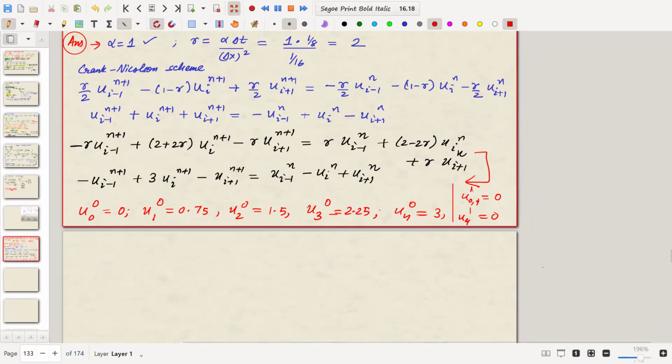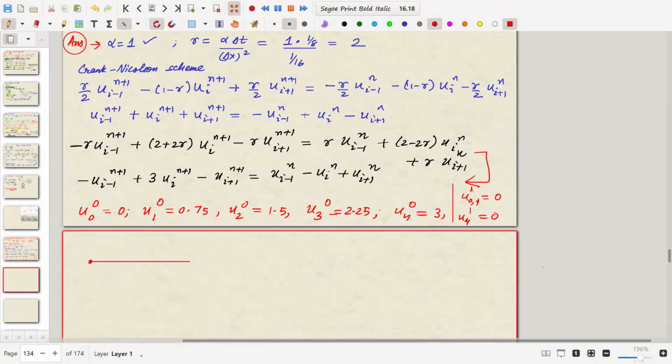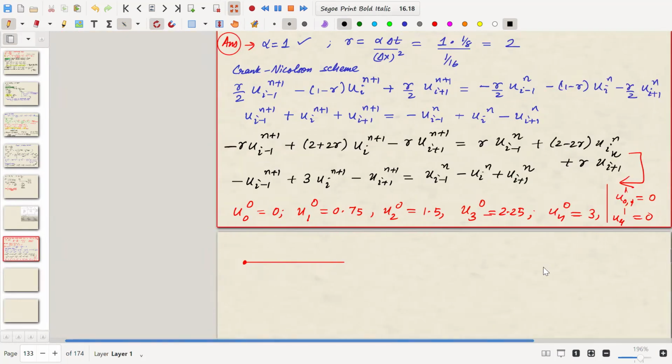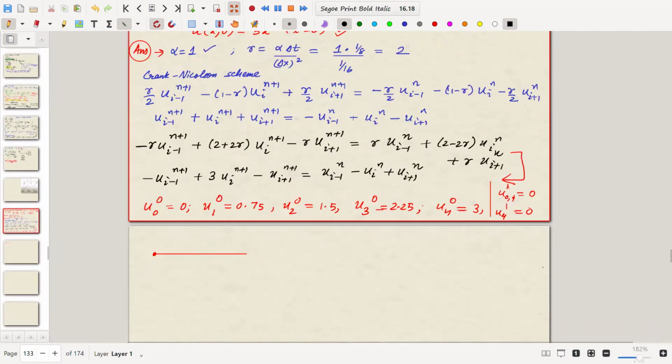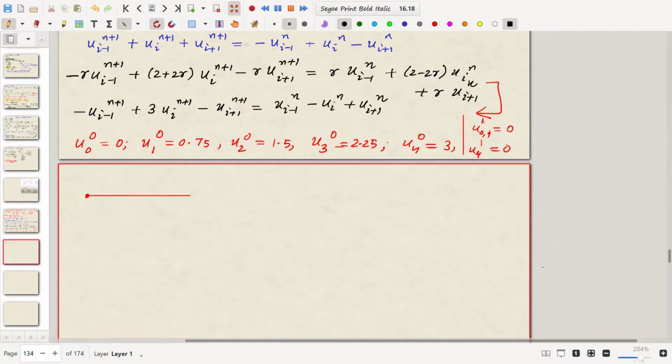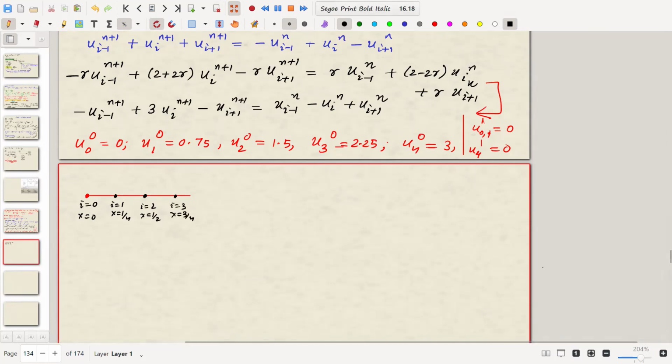Can you check it? Is it correct? So basically we have this at i equal to 0, x equal to 0; i equal to 1, x equal to 1 by 4; i equal to 2, x equal to 1 by 2; i equal to 3, x equal to 3 by 4; and this is i equal to 4, x equal to 1. And this is at time t equal to 0, that is j equal to 0. These are given to you.